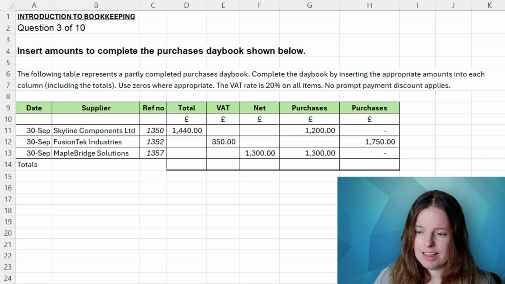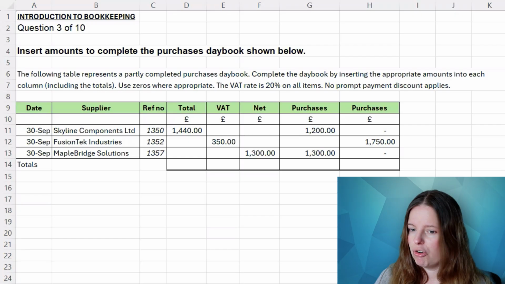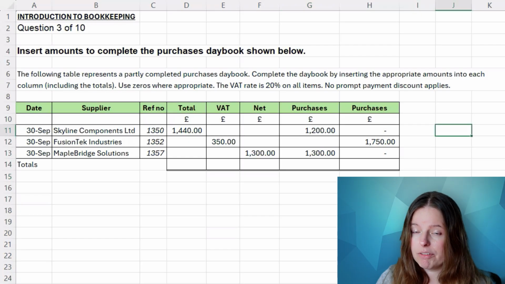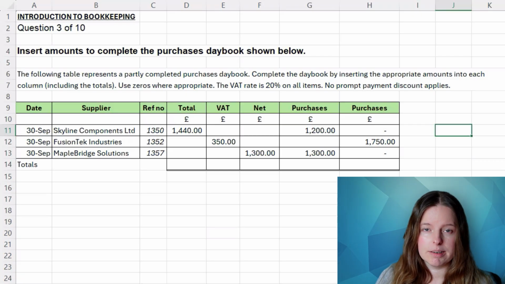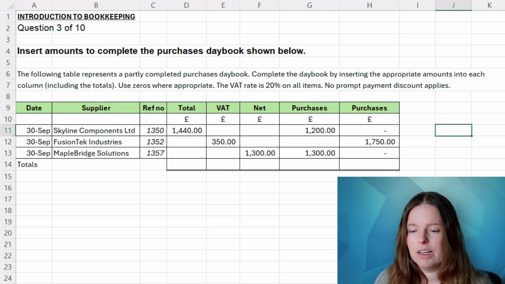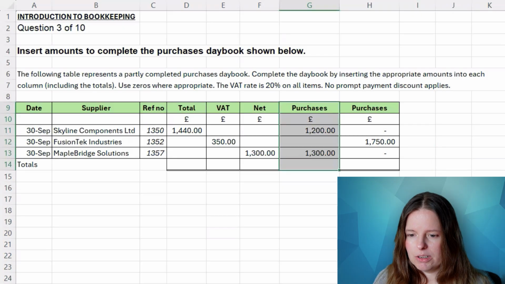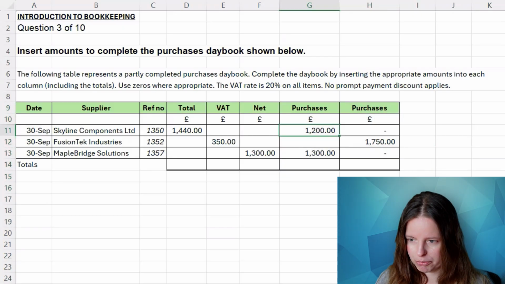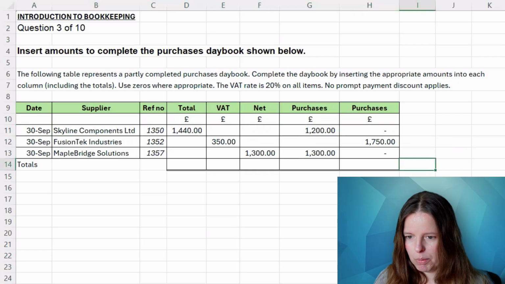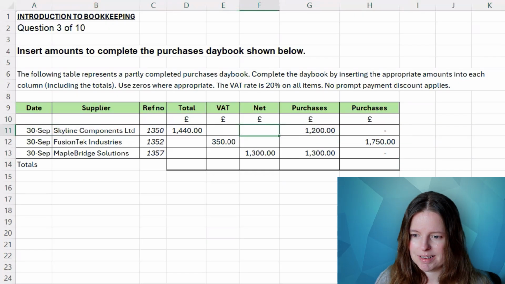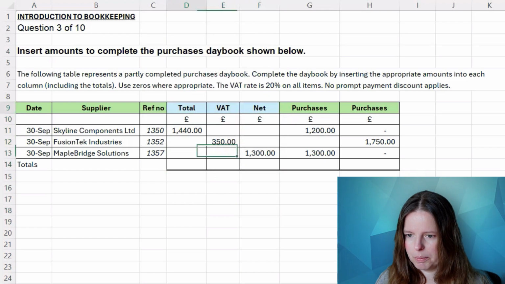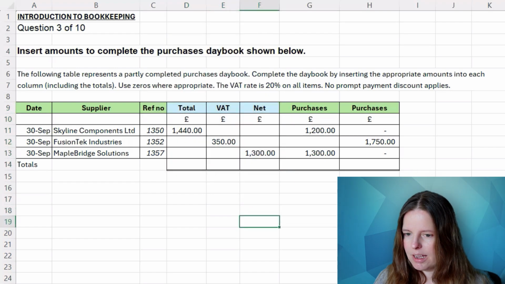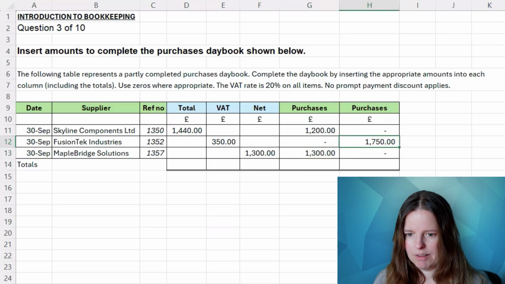Again, read the question. The VAT rate is 20% on all items and there's no prompt payment discount. You could have a question, and we're probably going to do that in a second, or in another video, where we've got prompt payment discounts, just to show you what that looks like. So here we've got some purchases, and these are going to be net amounts. We've got £1,200 here for Skyline Components, and what we need to do is fill in these missing details here. So I'm actually going to colour that differently. We want to be filling this in here. Okay, now in the exam, those will have zeros in them.